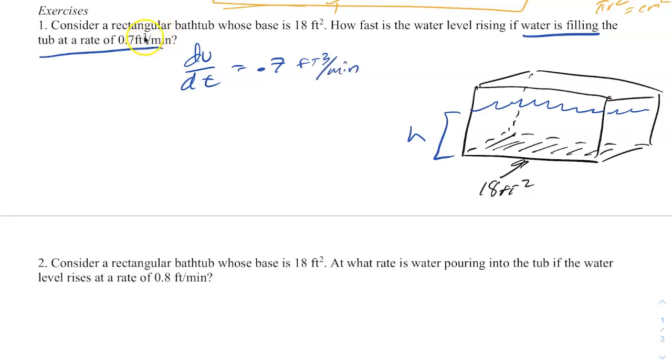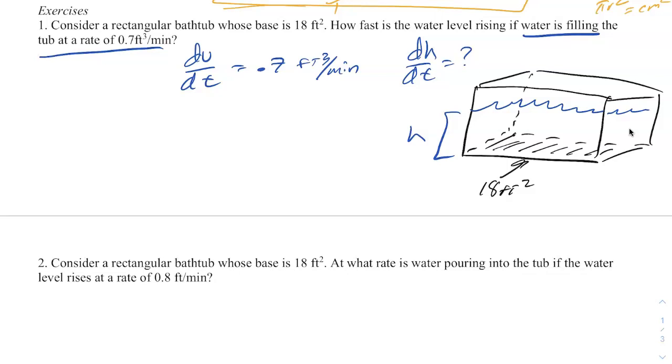If it's to the first power, then it's a side of something. If it's second power, it's the area of something. If it's cubed, it's the volume of something. That makes it easy. So that's our dV/dt. What do we want? How fast is the water level rising? So how fast is this guy going up? So we want dH/dt. So we have what we want, we have what's given, we have a picture. All we gotta do is find an equation that relates these guys, right?